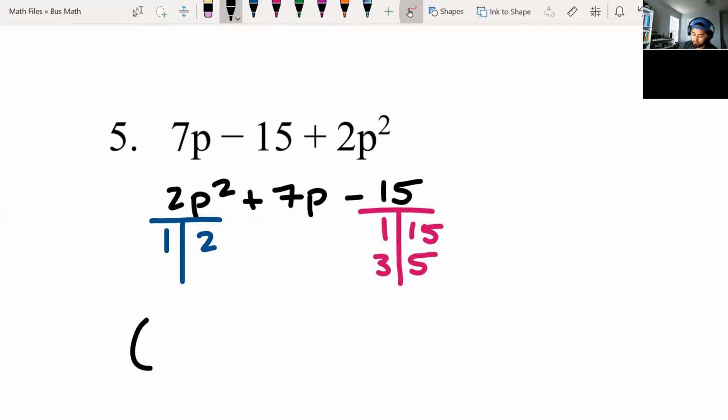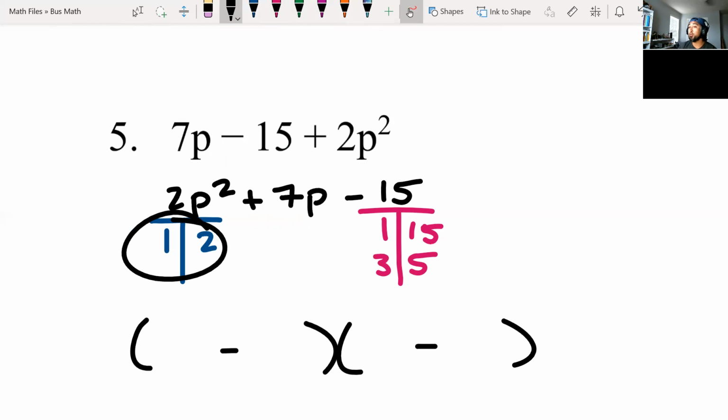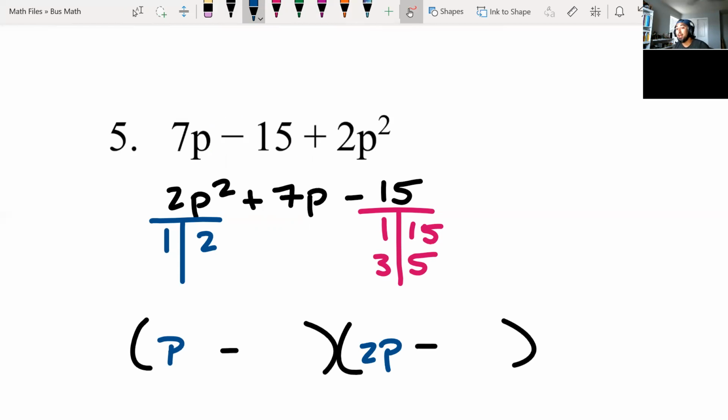So we'll get something minus a number, something minus a number. And again, lucky for us, we only have 2 factors here of the leading coefficient. So I can go ahead and put those in already. And I'll follow the correct variable this time. I'll have 1p and 2p. And now we need to make an educated guess. Would you like to go with 1 and 15, or would you like to go with 3 and 5?